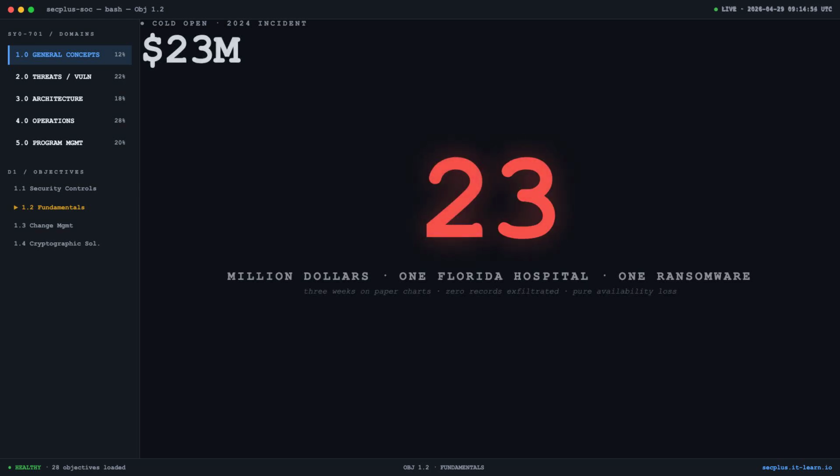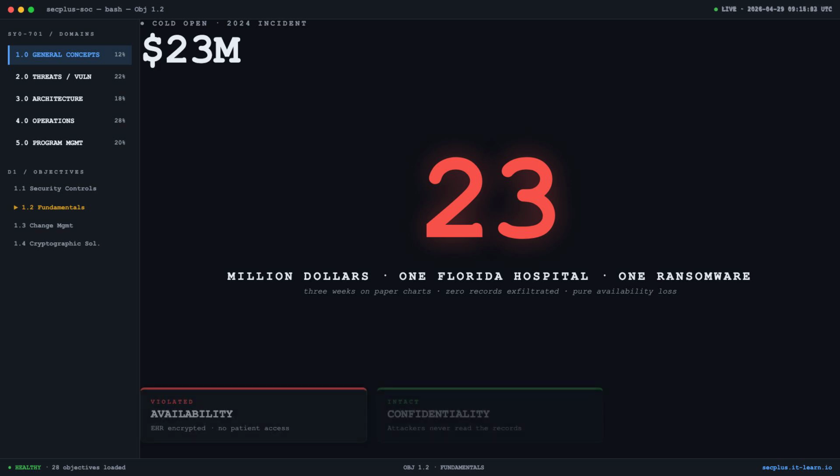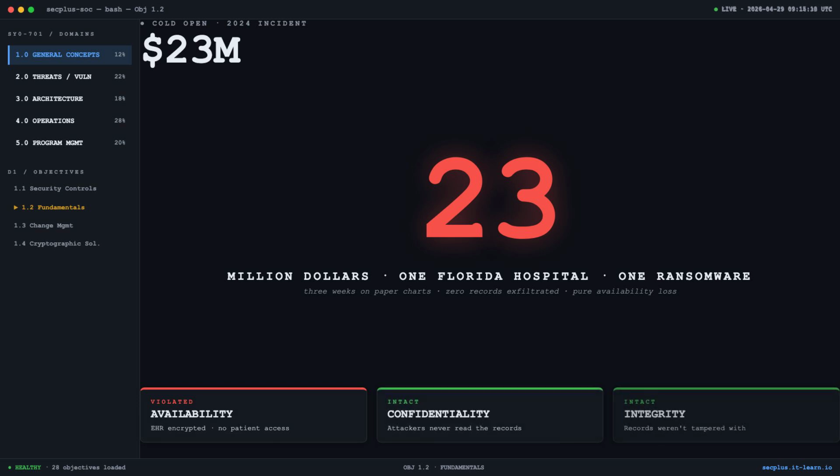Emergency rooms diverted ambulances to other hospitals. The attackers never read a single record. They never exfiltrated patient data. They didn't violate confidentiality at all. What they violated was availability. And 9 out of 10 security training decks have you so focused on data theft that you forget the single most disruptive property to lose is the one nobody is allowed to use.